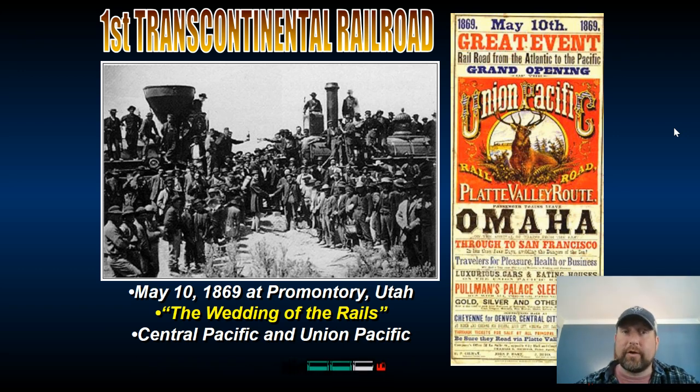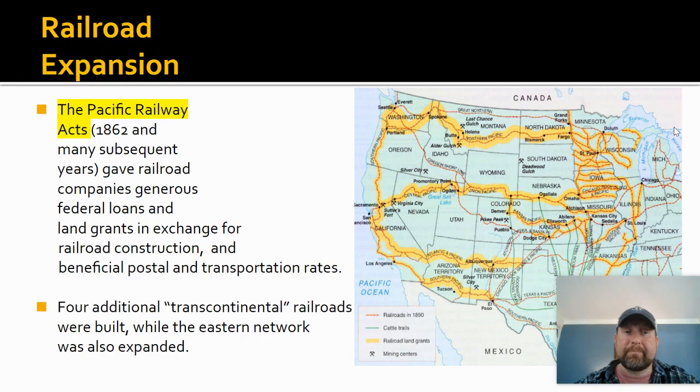The wedding of the rails, that transcontinental railroad, is finally completed in 1869 in Promontory, Utah. The wedding of the rails. The Pacific Railway Act of 1862, and again in many subsequent years, gives railroad companies massive federal loans and land grants in exchange for the railroad construction, just feeding into the tycoons and the robber barons that own the railroads, guys like perhaps Cornelius Vanderbilt.